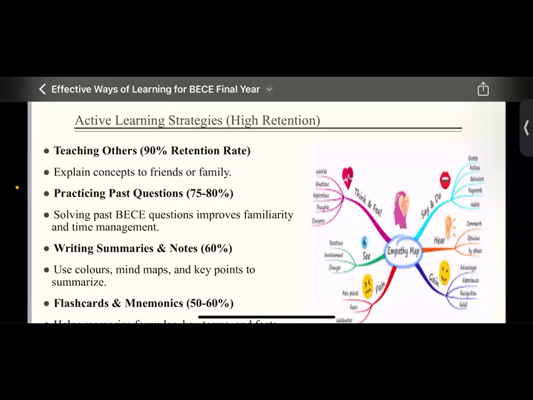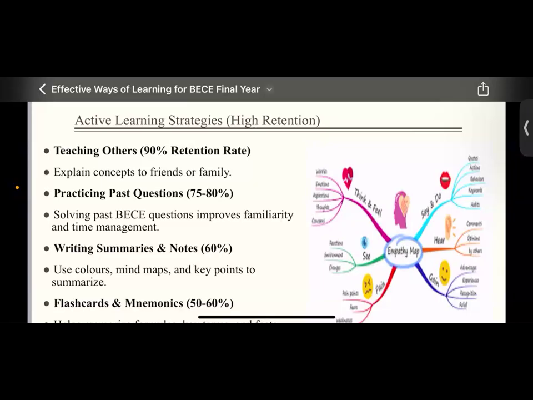So explain concepts to friends or family. It doesn't matter. It could be your younger sister or younger brother. Gather them around. You can give them the books. They should follow whatever you are teaching. You can make mistakes. Let them correct you. Sometimes gather your parents. They are there to assist. Give them the book and attempt to teach them. Where you make mistakes, they will correct you. It's even easier with your friends. Gather them. Whatever you learned, teach them. And as you are doing so, you have a 90% rate of retention.